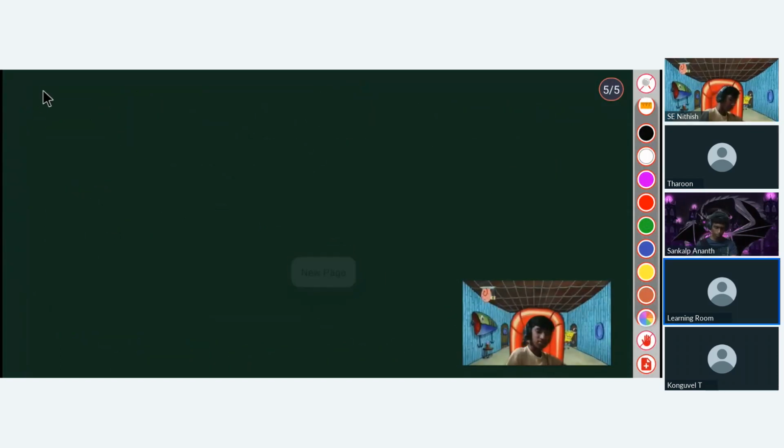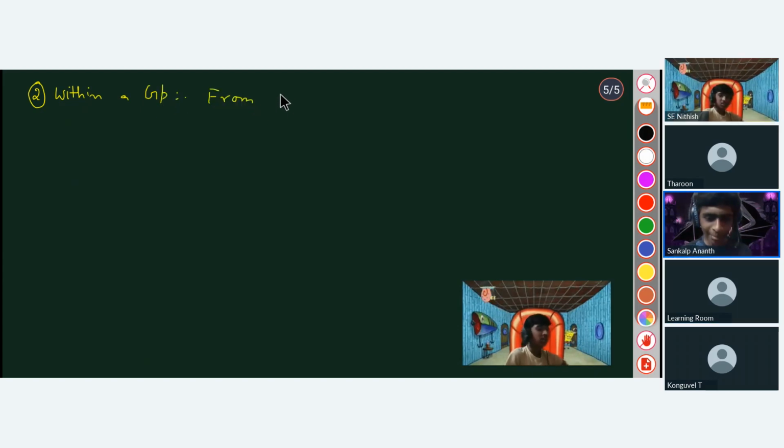Okay, now see here. Let's see the next one, that is within a group. So what will happen within a group? It will be like hydrogen, lithium, sodium, potassium, rubidium, and so on. You write that from top to bottom.